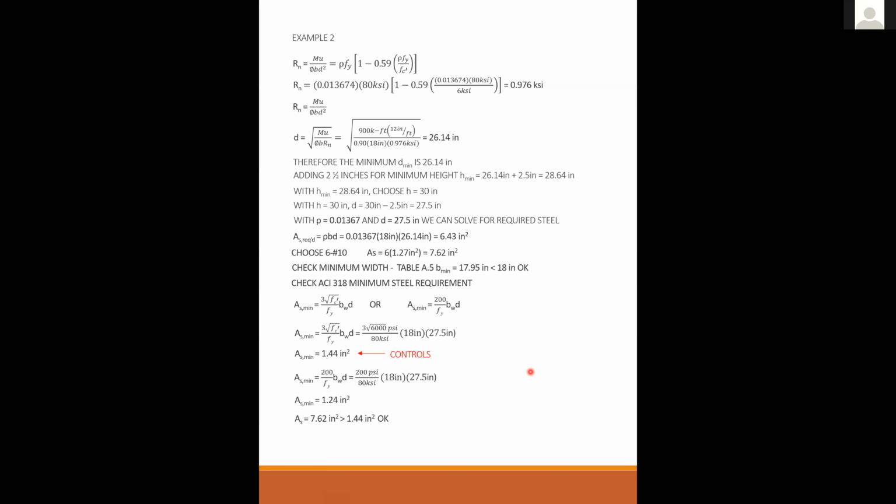So when you compare the 7.62 inches squared, that is your required? No, that's your provided steel. Of provided steel, and then you compare it to the minimum. Yes. It doesn't make any sense to compare this required steel because you're not using the required steel. You're using the provided steel. You chose six number tens.